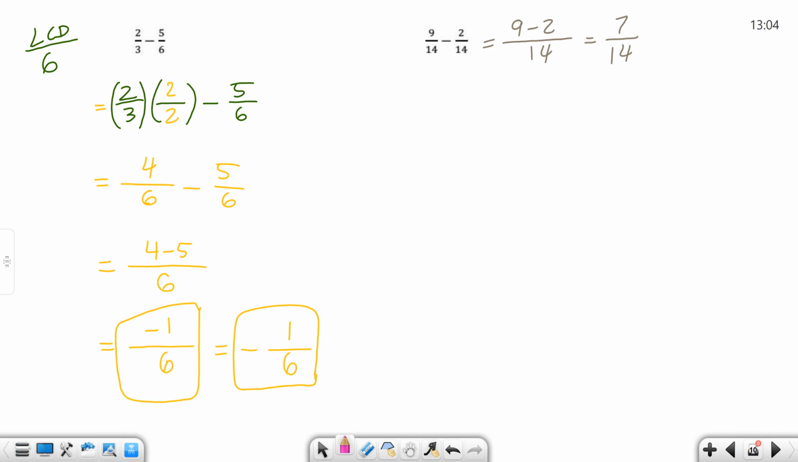The answer is no, right? Because 7 and 14 have something in common. What goes into both 7 and 14? 7 does, right? 7 goes into 7 once and 14 twice. So this becomes what? 1/2. That becomes 1/2. And that is now simplified. You cannot do anything else to that. It's reduced to lowest terms.